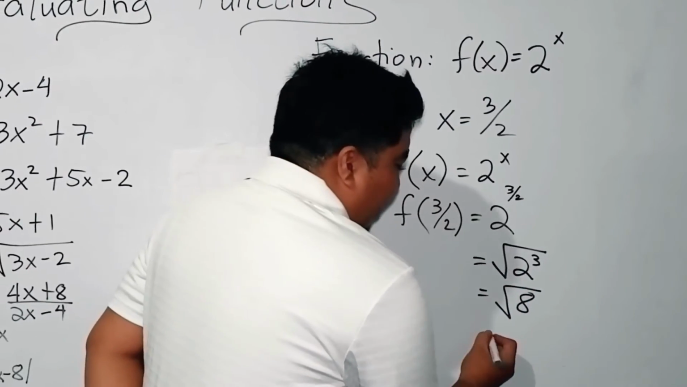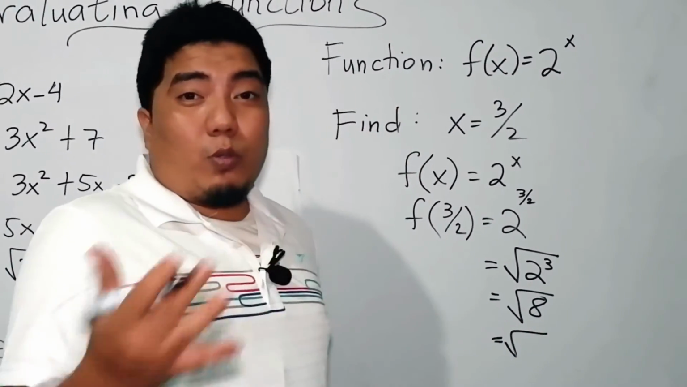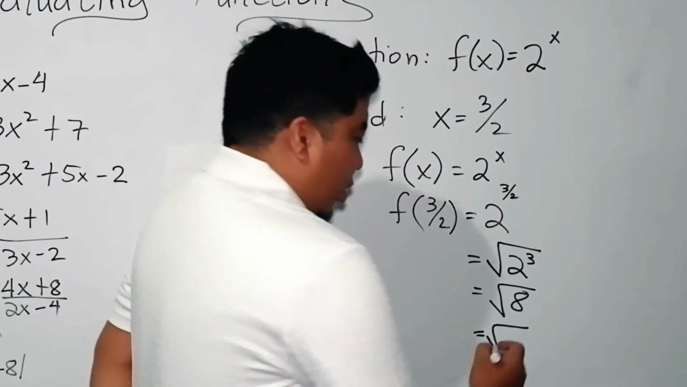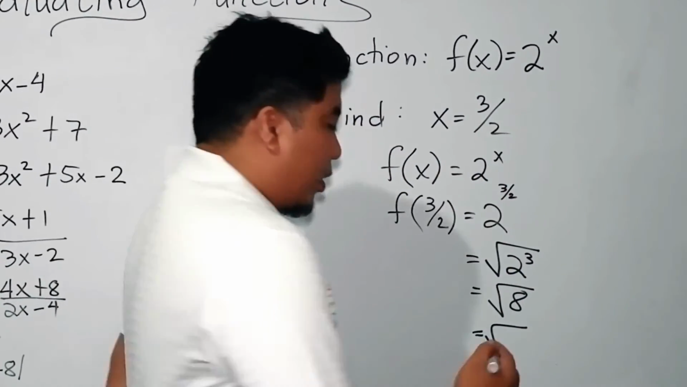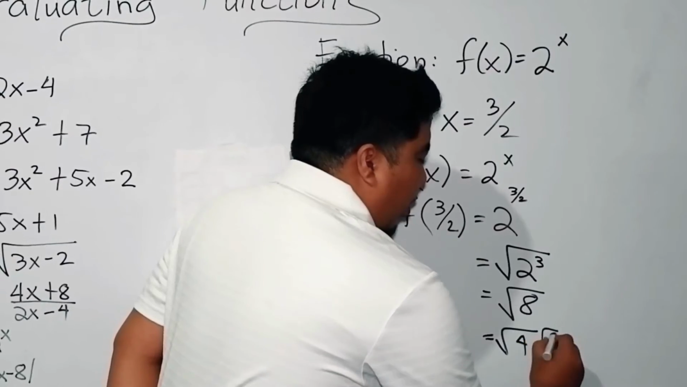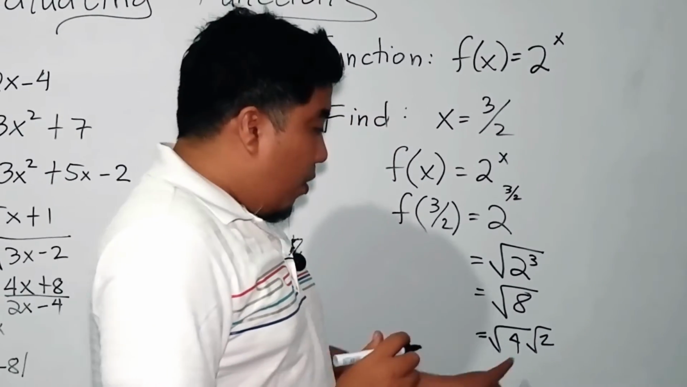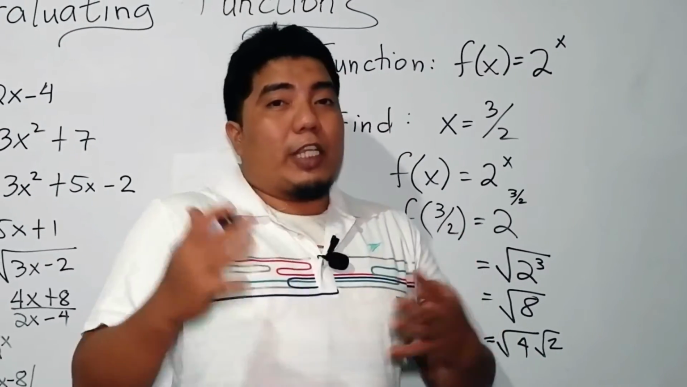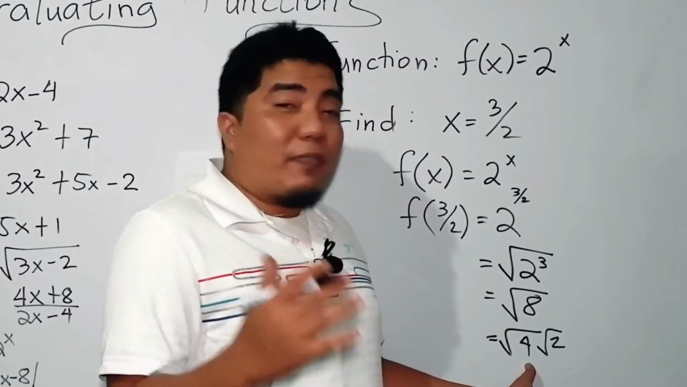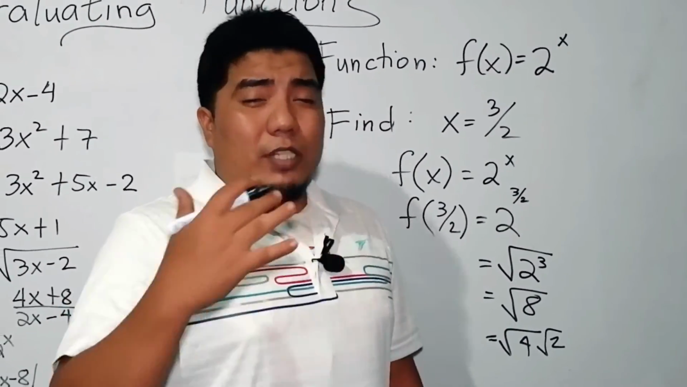How do we do that? We factor this out to its perfect squares. So, for 8, one factor is a perfect square, that is square root of 4, square root of 2. 4 times 2, that is 8. Why did I do this? It's because there is one factor that is a perfect square. And if that's the case, then you need to simplify it.